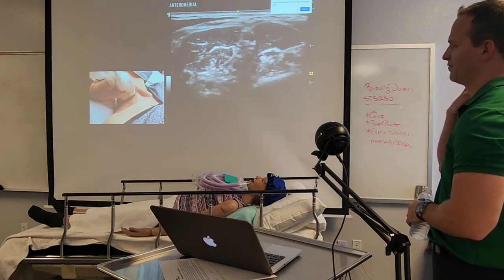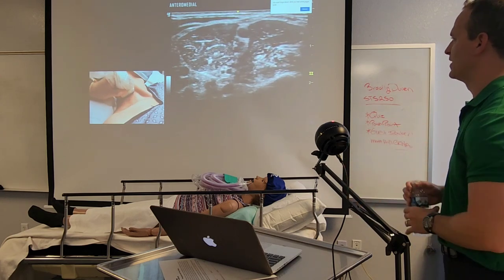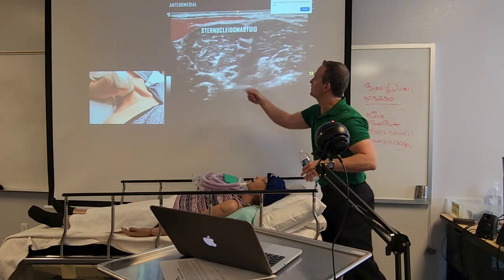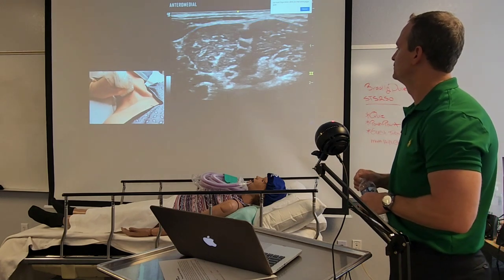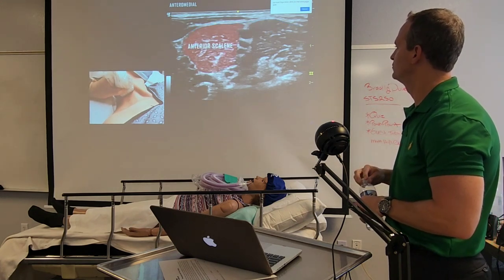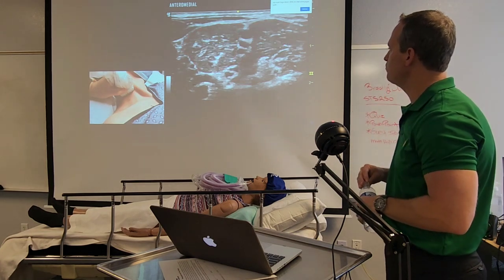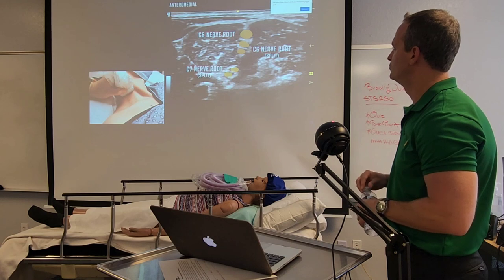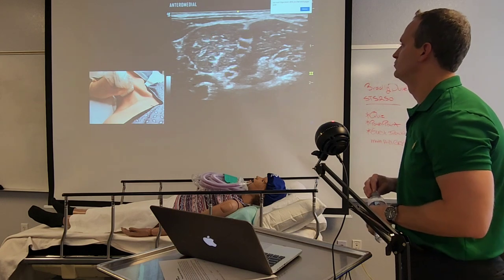So those are the nerves of the neck, but those nerves actually form also the nerves of your arm and hand. So the sternocleidomastoid muscle and prevertebral fascia are visualized superficial to the brachial plexus. The nerve roots of the brachial plexus are visualized between the anterior and middle scalene muscles. Here we see the C5 nerve root, a split C6 nerve root, and a split C7 nerve root. The structures are commonly described as a traffic light sign within the interscalene groove.